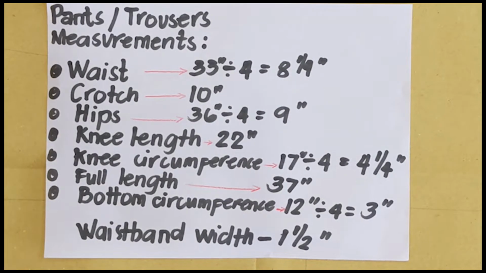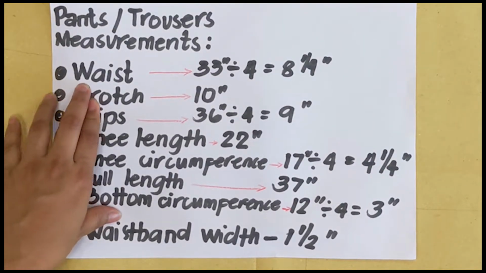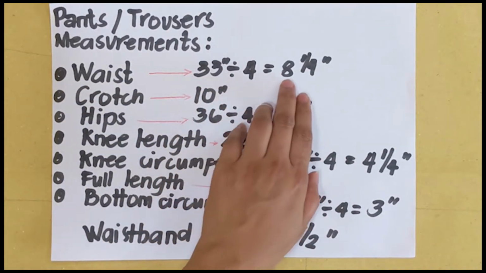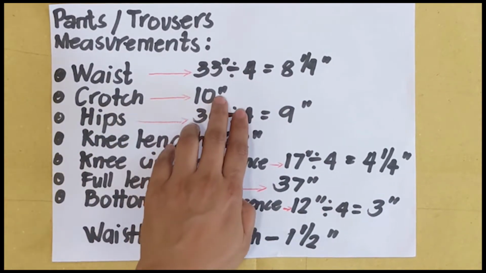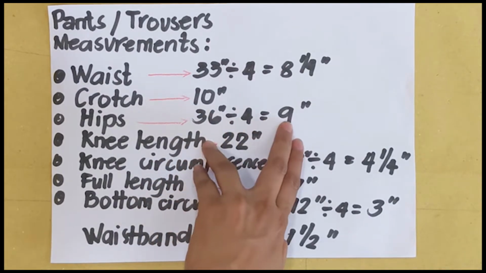Draft pattern for pants or trousers. So these are the measurements needed. We have here the waist circumference, 33 inches divided by 4 is equal to 8 and 1/4 inches. The crotch, 10 inches. Hips, 36 inches divided by 4 is equal to 9.